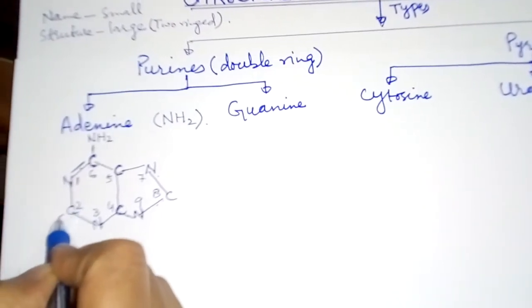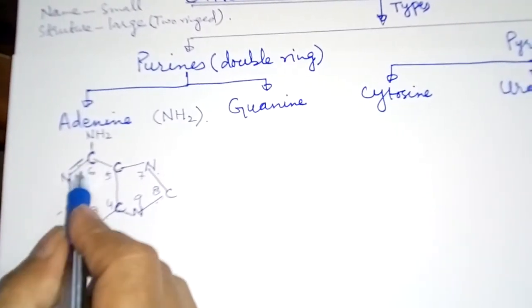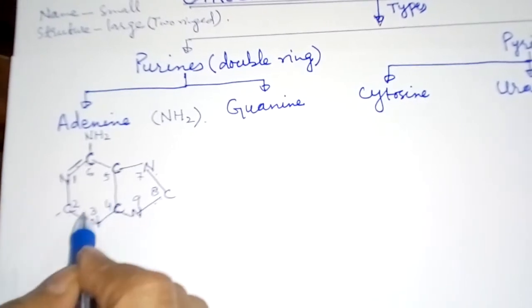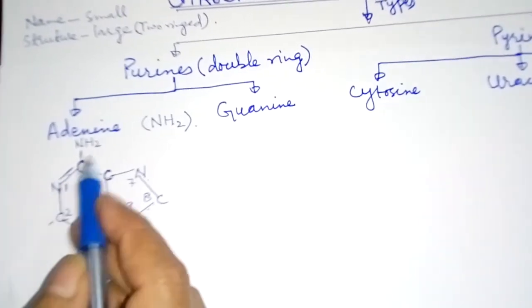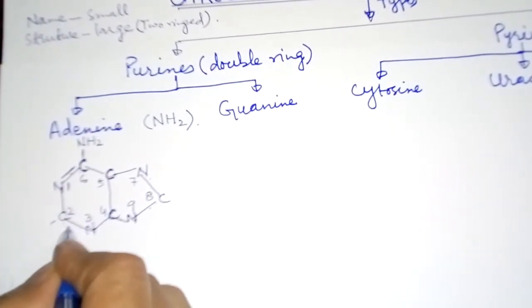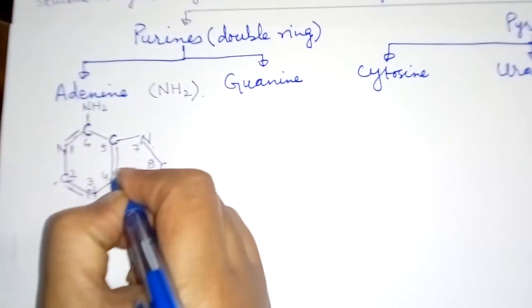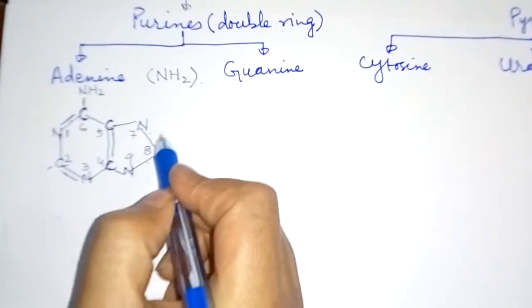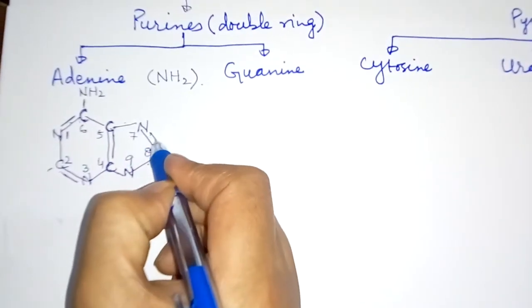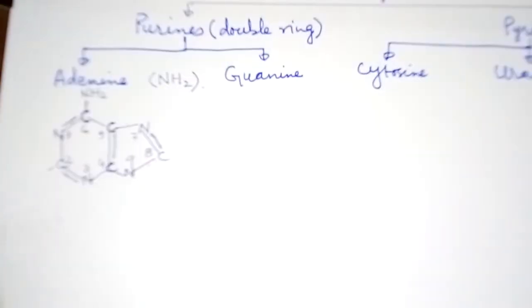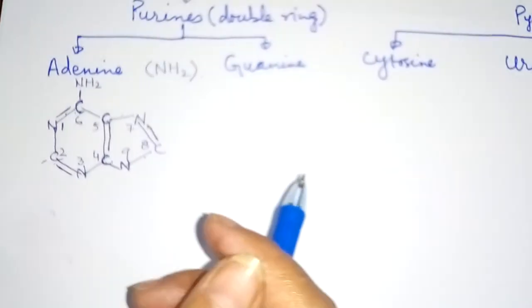And the bonds are also alternate to each other: 1, 2, double bond, single bond. Now I will put a double bond over here, then a double bond present over here, then a single bond, and then a double bond here. Now in this way the bonds are completed.